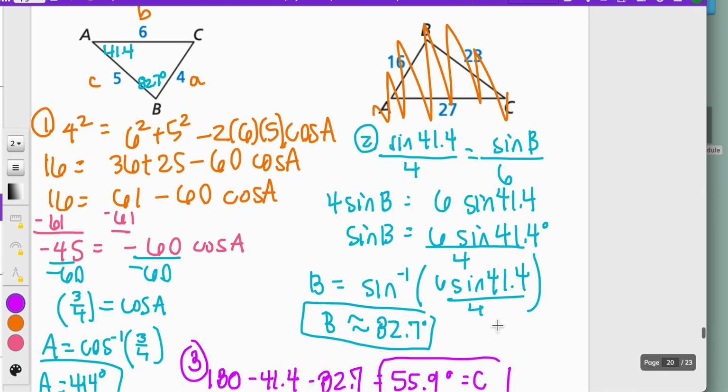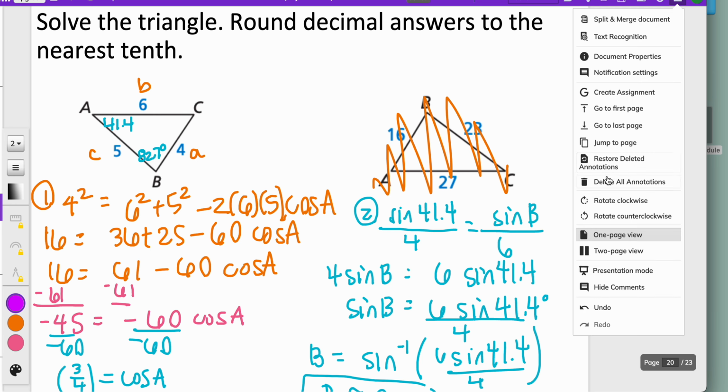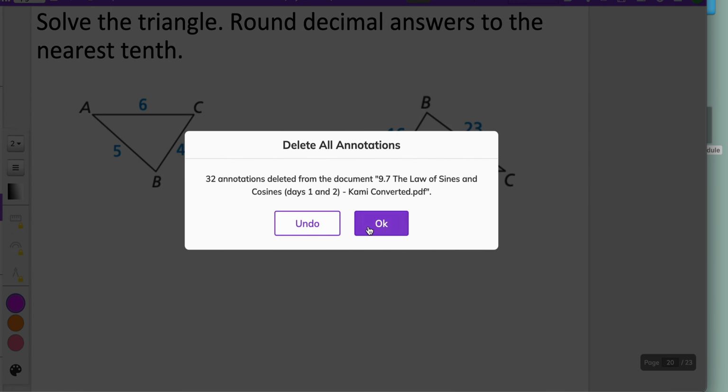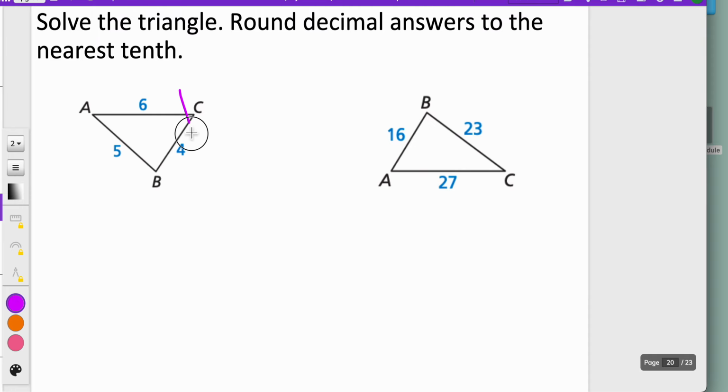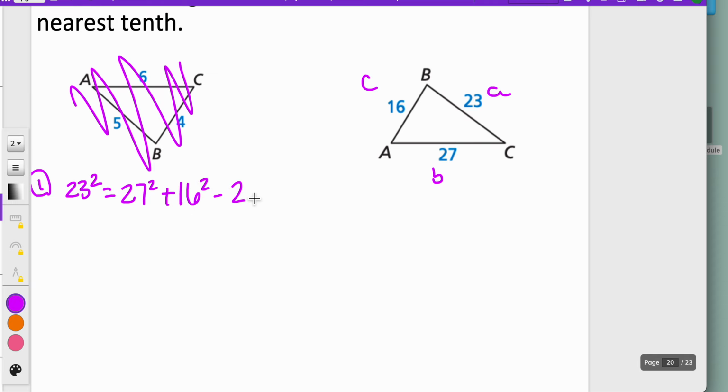Okay, so again, I'm going to have you try this next one here on your own, see what you can try. Starting with your A squared statement. Okay, so here is A, here is B, here is C. So statement 1, A squared, 23 squared is equal to 27 squared plus 16 squared minus 2 times 27 times 16.